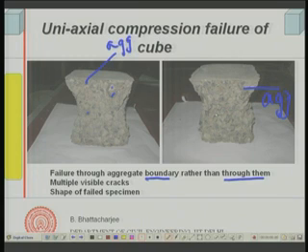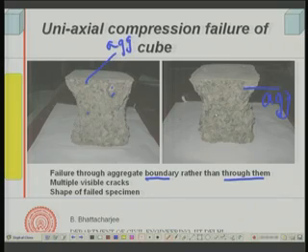This is the case with normal strength concrete, although in high strength concrete things could be different. What I mean is, in normal strength concrete, the strength of the aggregate is usually higher, and therefore failure rarely takes place through the aggregate; it takes place through the aggregate boundary, and this is important for our discussion later in this lecture.